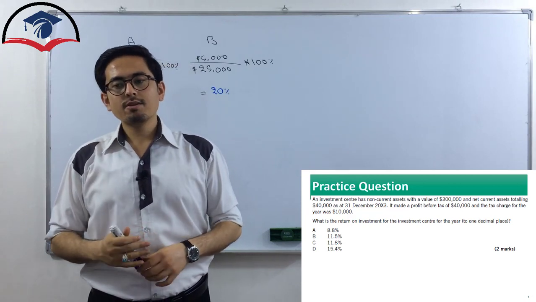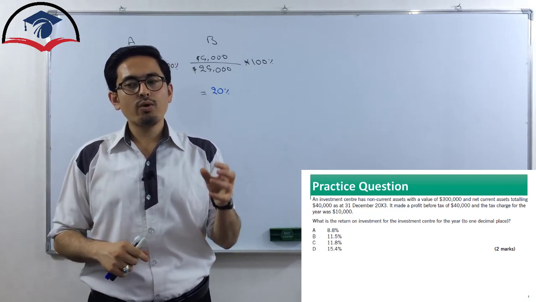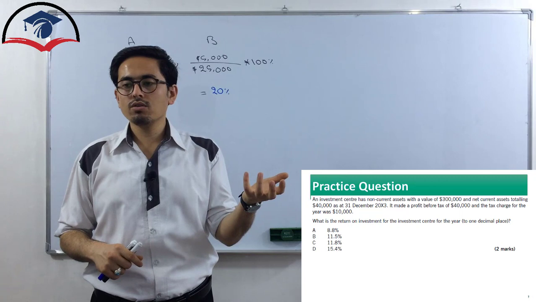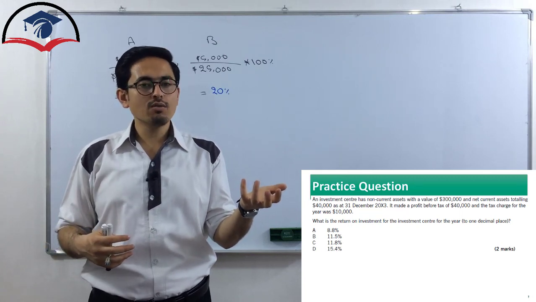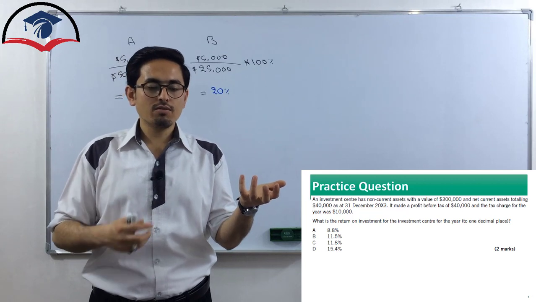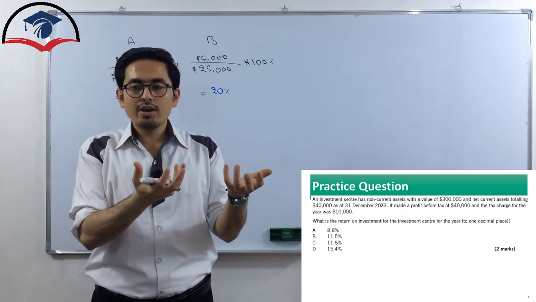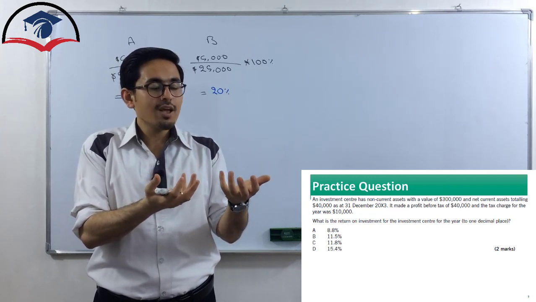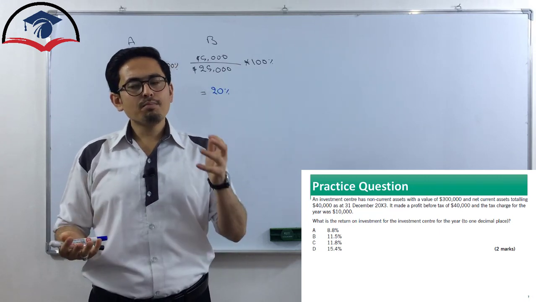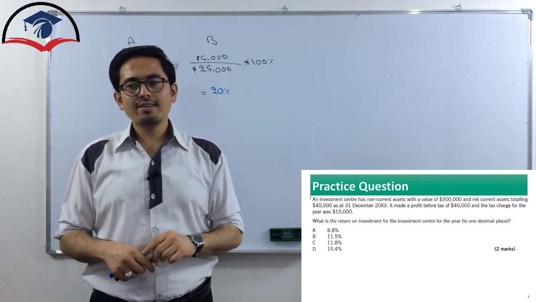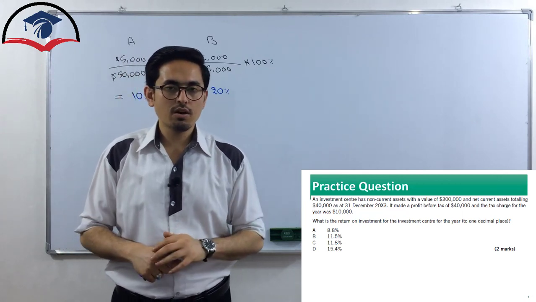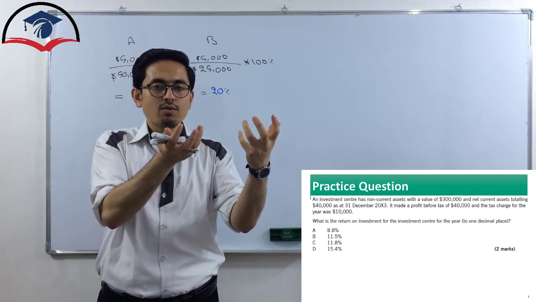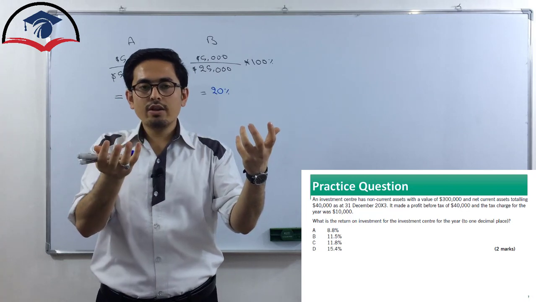The question said an investment center has non-current assets with a value of $300,000. So the fixed asset of the business is $300,000 and net current asset totaling $40,000 as of 31st December 2013. It made a profit before tax of $40,000 and the tax charge for the year was $10,000. So the PBT, profit before tax, was $40,000 and the tax was $10,000. We can deduct and reach the net profit of $30,000.